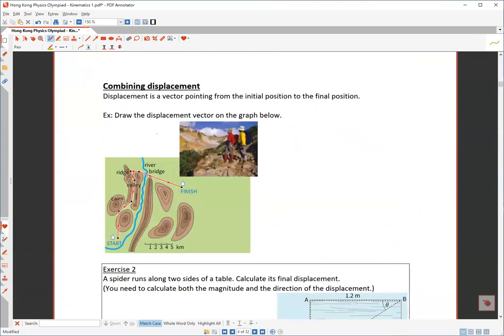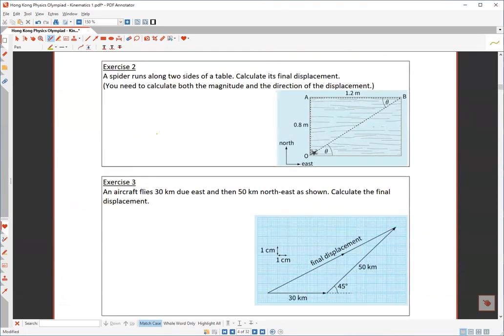So let's have a look at this example, exercise 2. The spider runs along two sides of a table. First of all, it moves 0.8 meter north and then 1.2 meter south-east. And then the magnitude of the displacement will be the square root of 0.8 squared plus 1.2 squared. Okay, that's it.